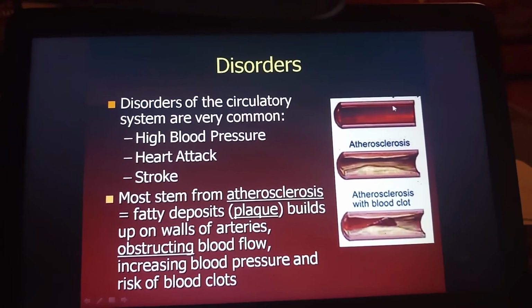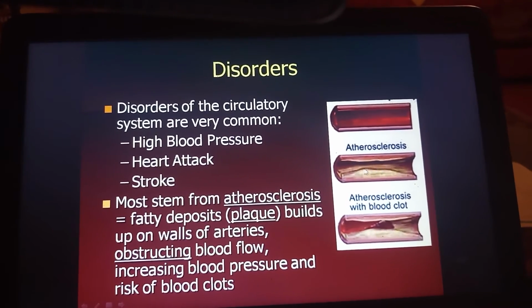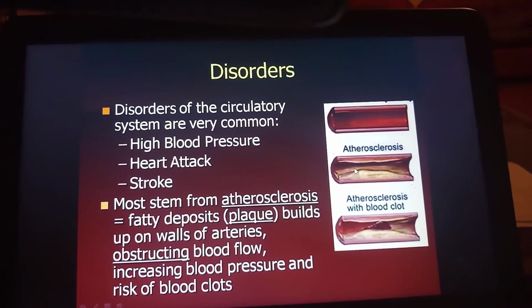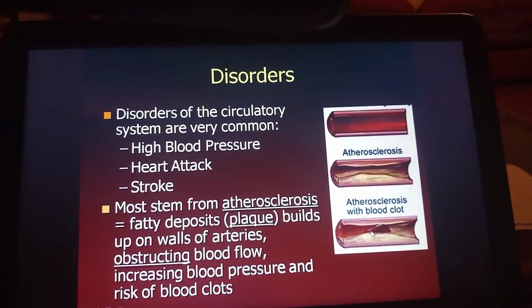This is the normal vessel. This is the atherosclerosis. You can see here this is the plaque of cholesterol and there is the narrowing of the vessel. And here the clot is formed.